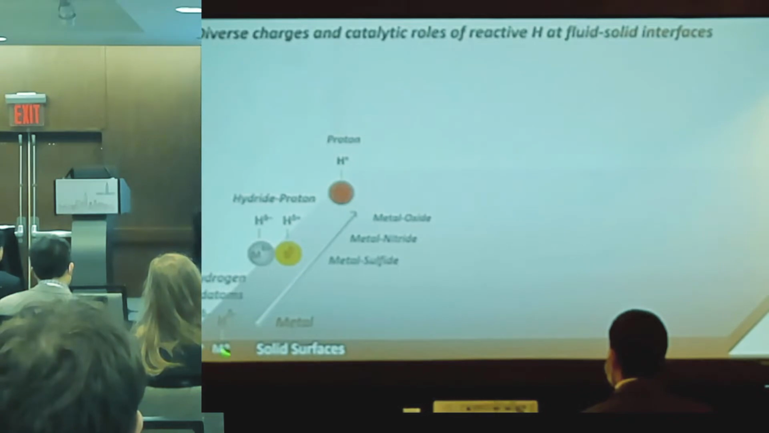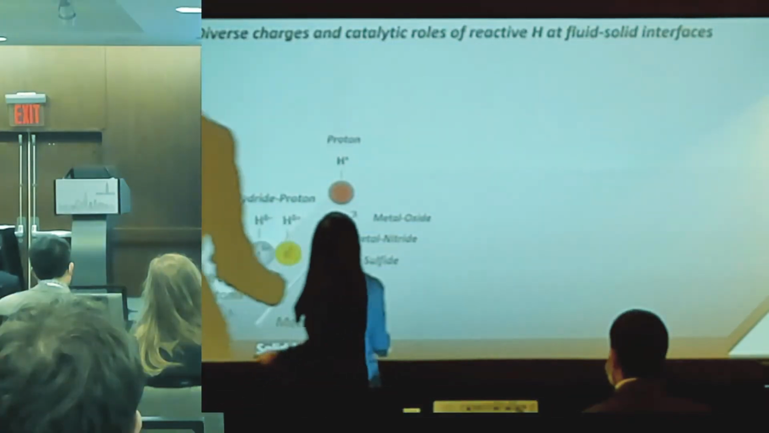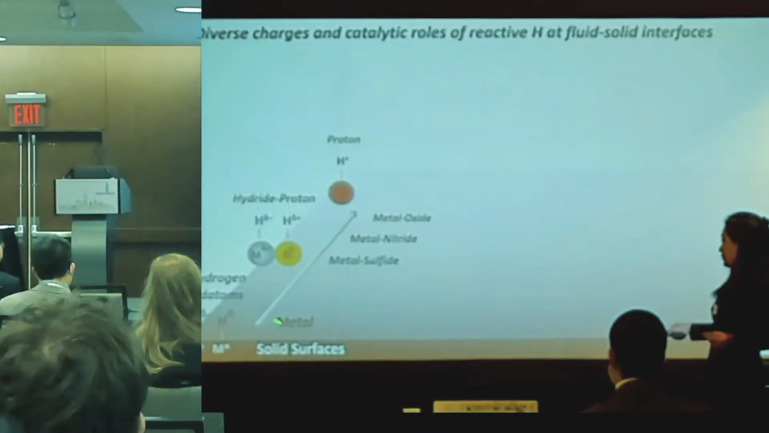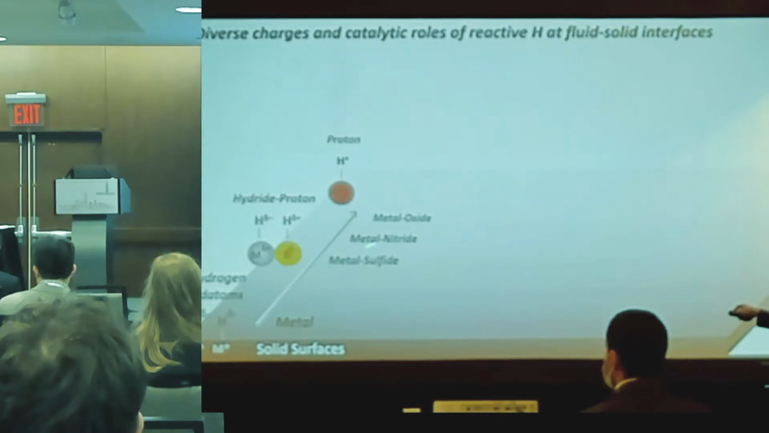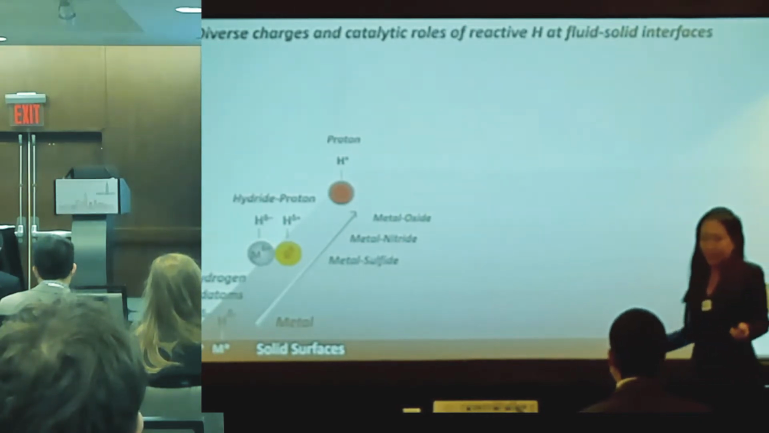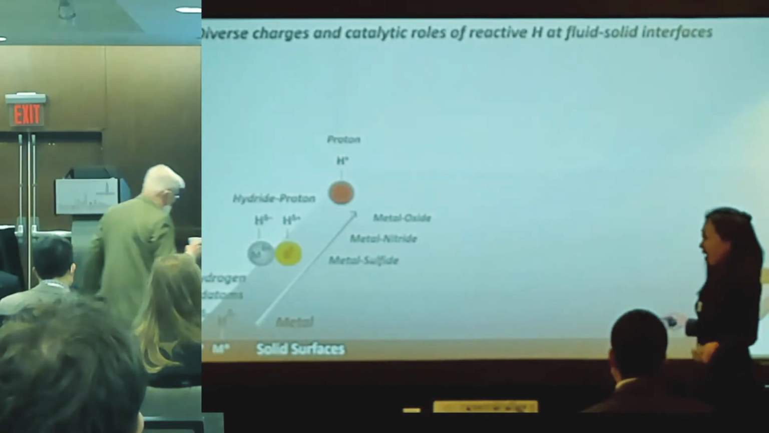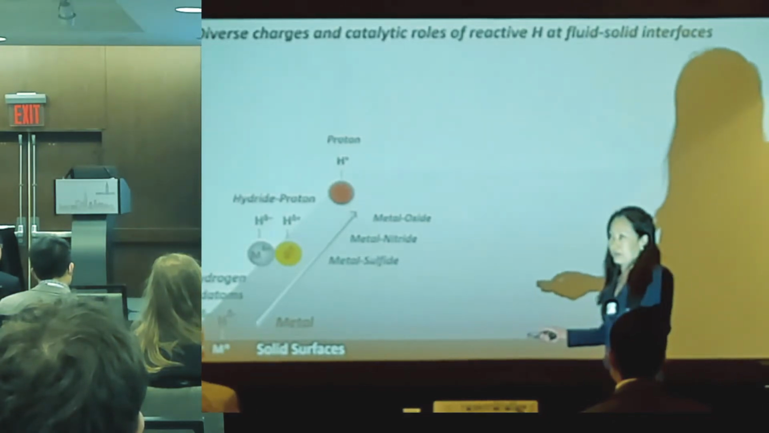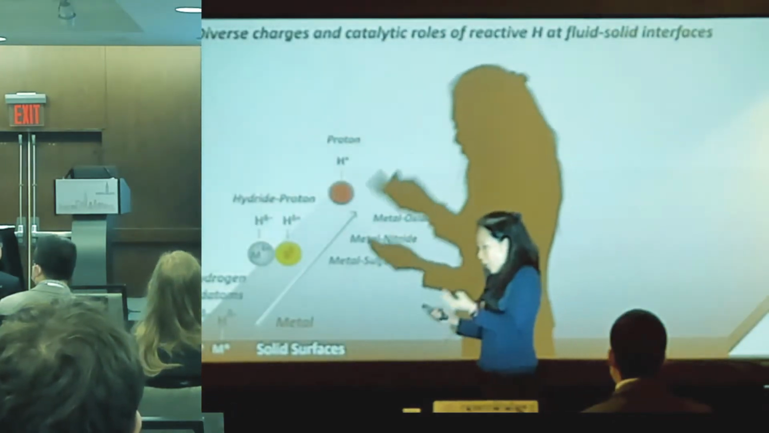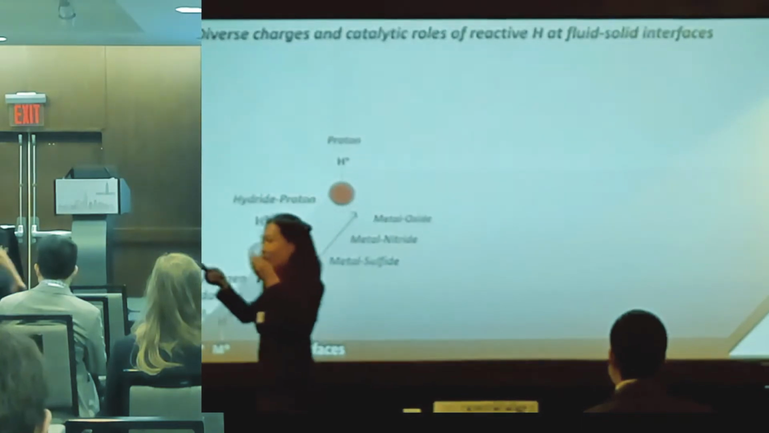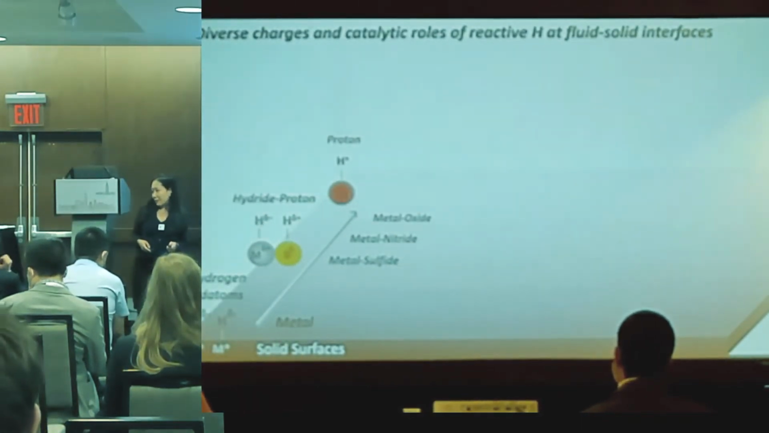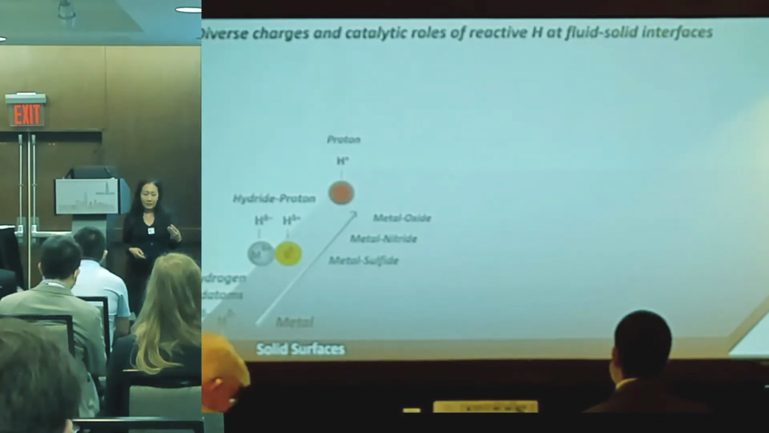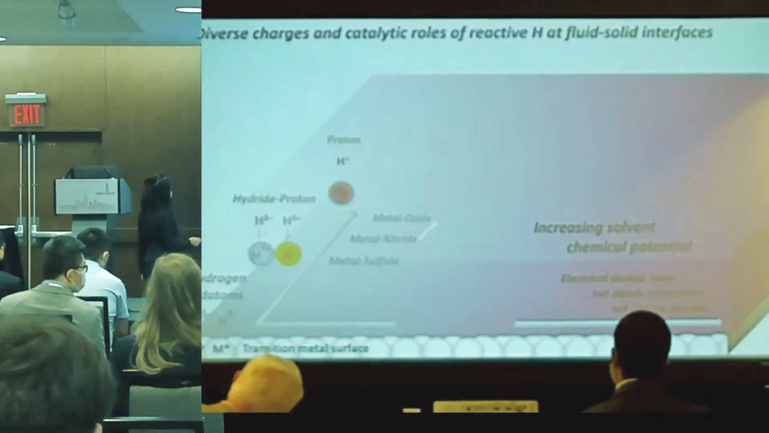For example, on transition metal surfaces, the metal donates a free electron into the hydrogen, so it acquires a slightly partial negative charge. If we look at reactive hydrogen on sulfide, nitride and oxide surfaces, you have a hydride and proton pair. And when you go all the way to silica alumina, due to the requirement of charge balance, we have an entire proton.